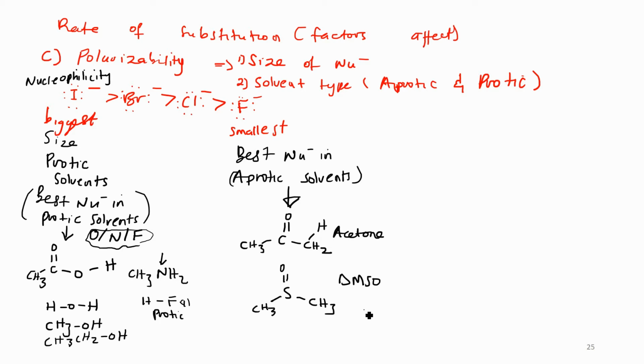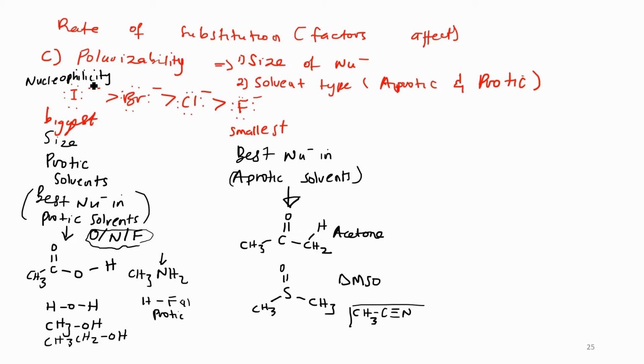The other one is acetonitrile. SN2 prefers aprotic solvents. How do we draw acetonitrile? Okay, I think that should be acetonitrile. So I've given you the idea here. Now let's try and answer some questions.